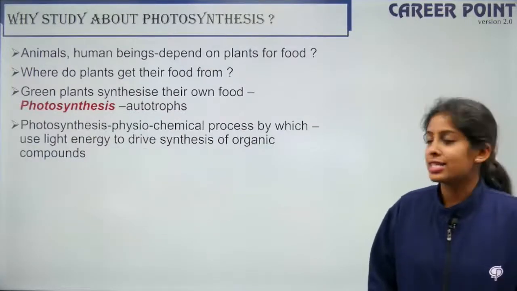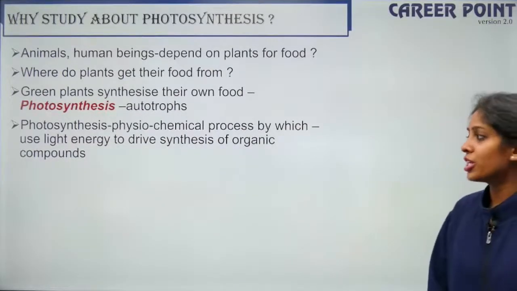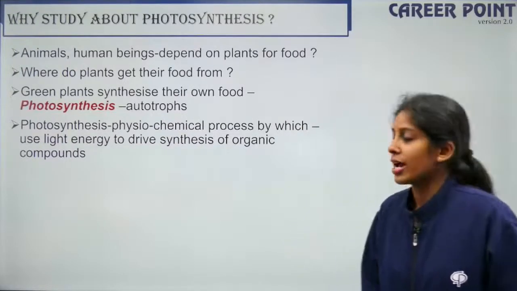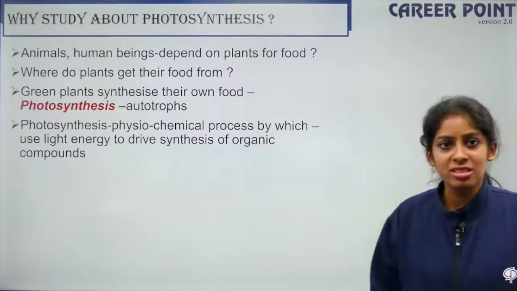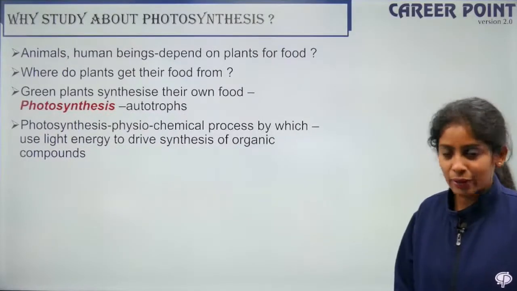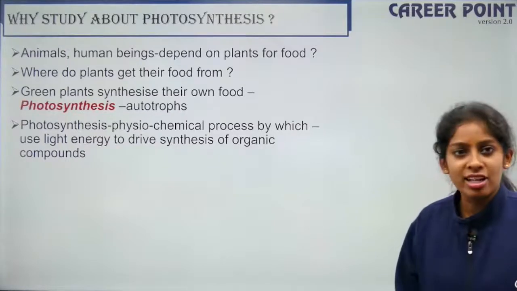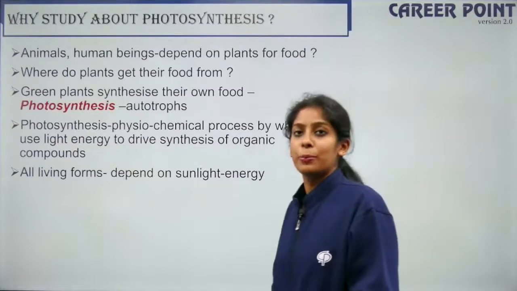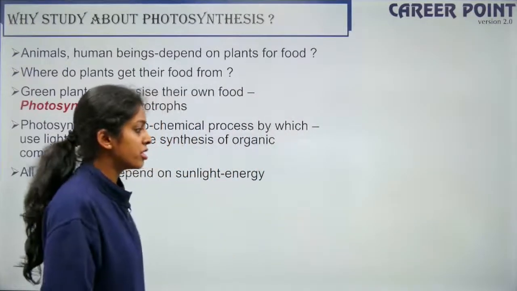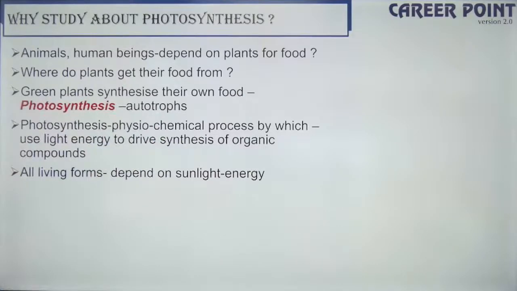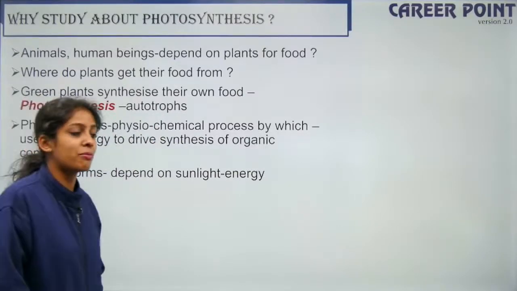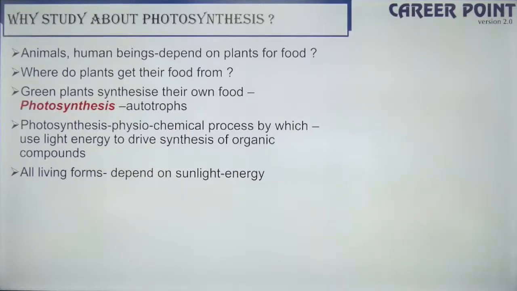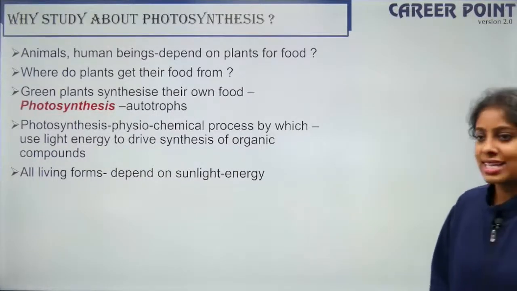So photosynthesis is a physicochemical process by which light energy is used to drive the synthesis of organic compounds, right? This is how we define photosynthesis. The organic compound here would be glucose, because the end product of photosynthesis is glucose. All living forms depend on sunlight, which is the main source of energy. For plants to prepare food also, they need sunlight, right? So sunlight is the main source.